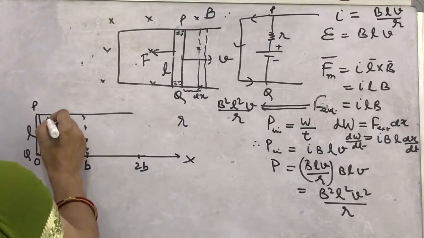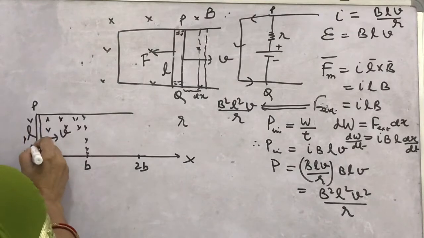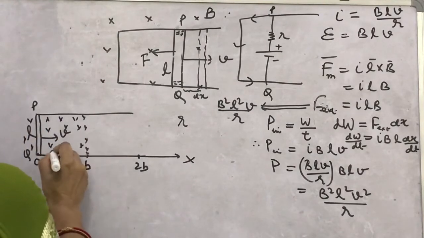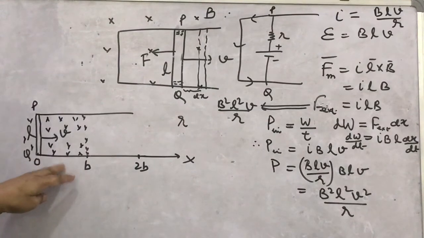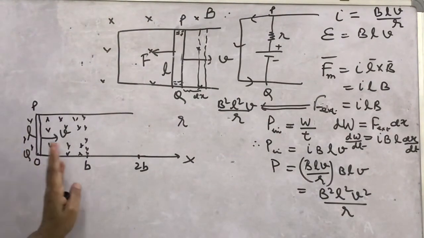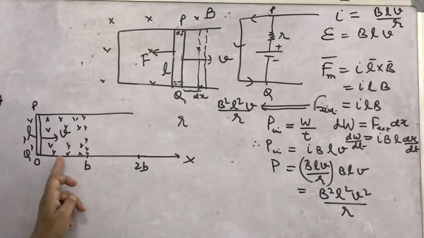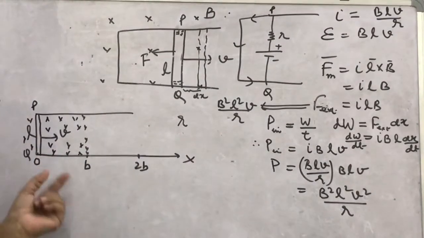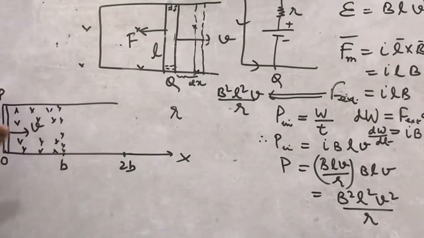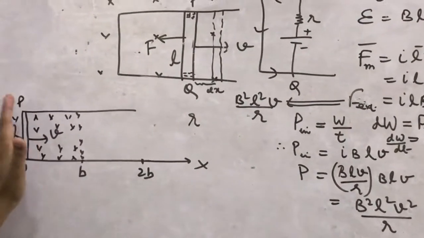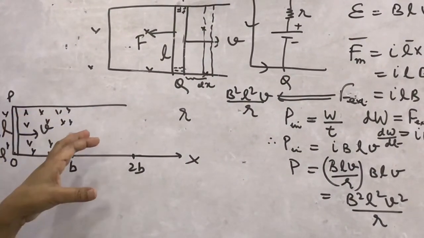This is the same rod PQ of length L. If the magnetic field is uniform and it exists here, then in this question, if the rod covers the distance b, the magnetic flux increases because the area increases. Suppose it comes after some time here, then here, then here, then the area is more. Area increases, and you know EMF is minus d phi by dt.